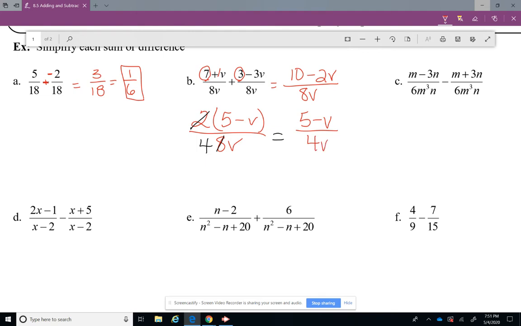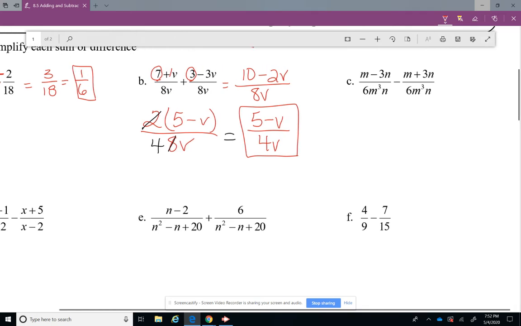Now remember, like I said the other day, you can put this in parentheses if you want to. You don't have to, as long as you realize that those go hand in hand. You cannot do any more canceling. That is your answer. All right, let's look at C.